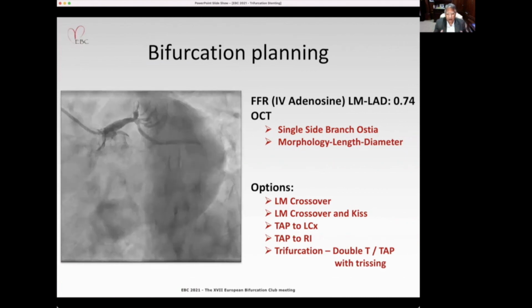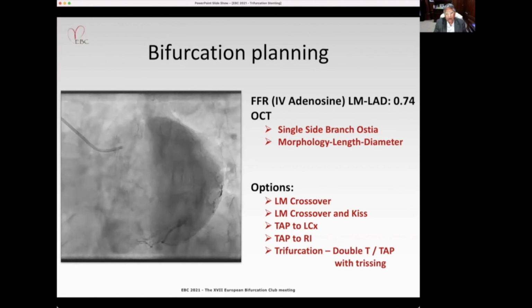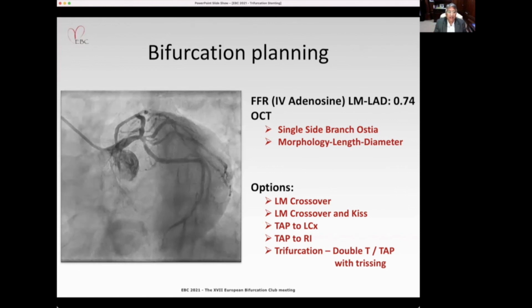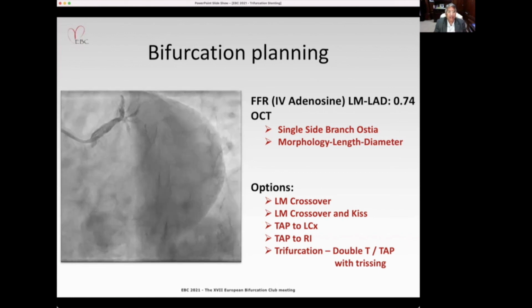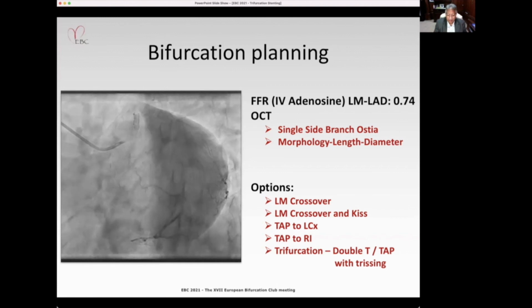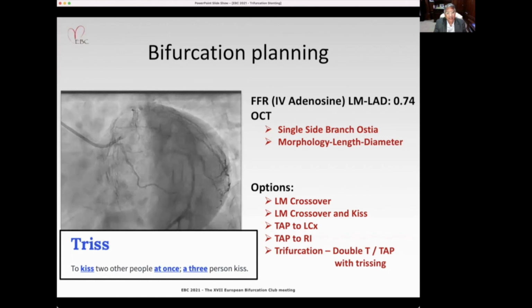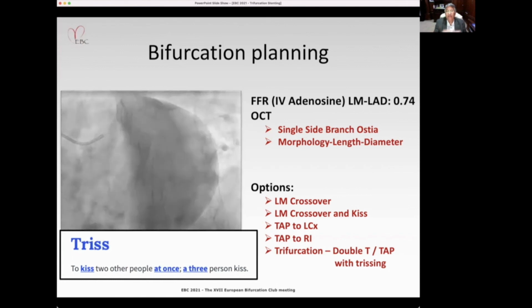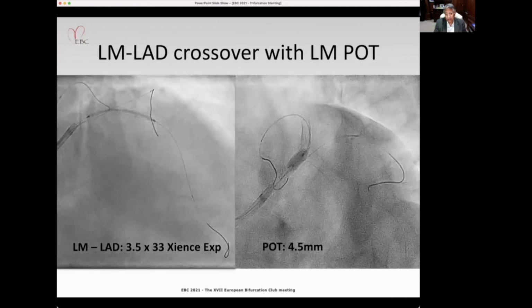The simple option is to just go into an LM crossover, or to do a crossover and kiss, or to do a TAP, a trifurcation TAP, a double T with a trissing. Now, what's a trissing? According to the dictionary, a trissing is to kiss two other people at once, or a three-person kiss. And that's what we thought we would do.